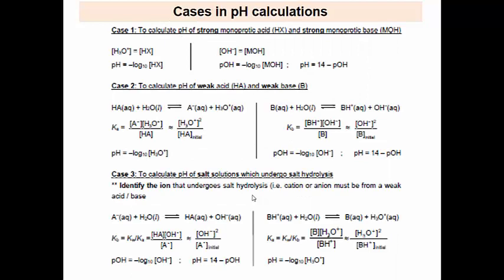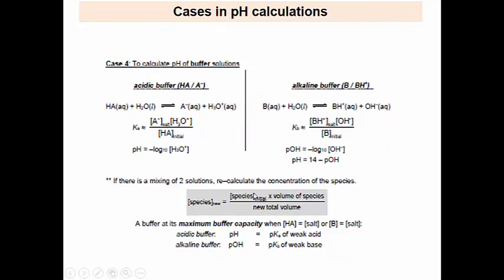For the one on the last page of the notes, it lists down case 1 to case 4, which are for calculating pH of different types of solutions. So case 1 deals with strong acid, strong base solutions. Case 2 deals with weak acid and weak base solutions. Case 3 is on calculating pH of salt solutions. And lastly, case 4 is on calculating pH of buffer solutions. So do refer to these 4 cases regularly as you do all the calculations.